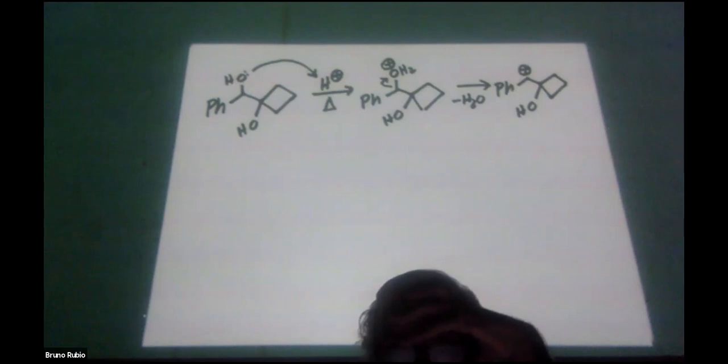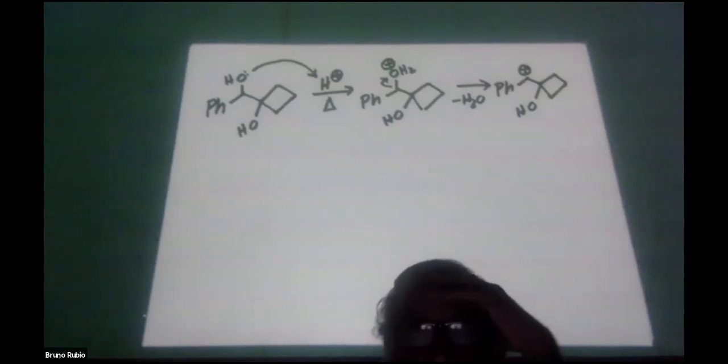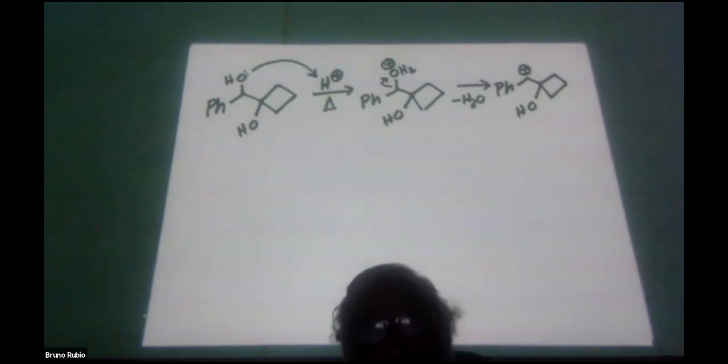Closer to Ph, and so what does that mean? Yeah, that positive charge is stabilized by resonance with the benzene ring. Ph means benzene, right? Maybe yes, maybe no, you've seen that before. So that carbocation is stabilized by resonance with the benzene ring.